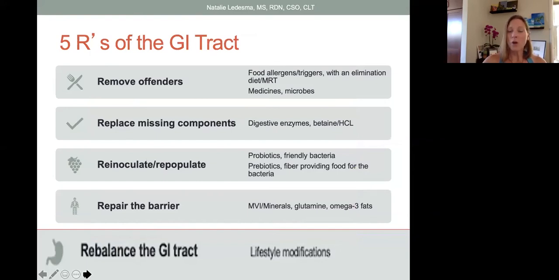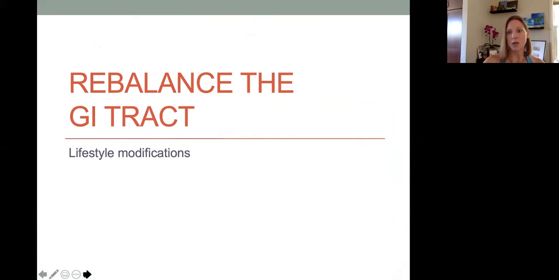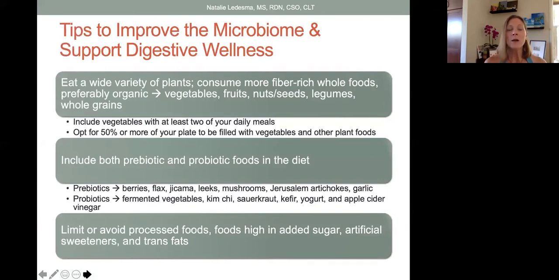Moving on, our fifth R of the GI tract is rebalance. We want to rebalance the GI tract with lifestyle modifications. So I want to put in summary here, tips to improve our microbiome and support digestive wellness.